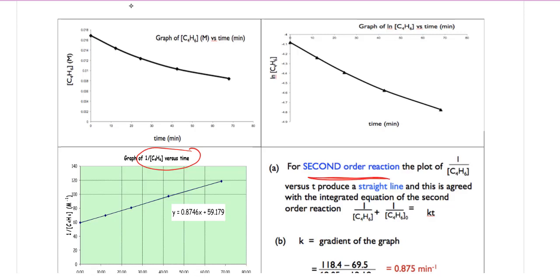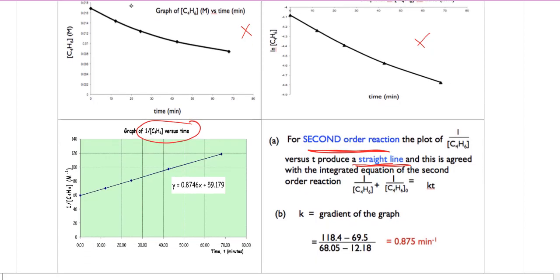So for a second order reaction, the plot of 1 over concentration versus time produces a straight line. So it means that it is a second order reaction, not first order and not zero order. Let's say we plot all three graphs and the straight line is for zero order. Then the order of the reaction is zero order, because we are looking for the straight line.